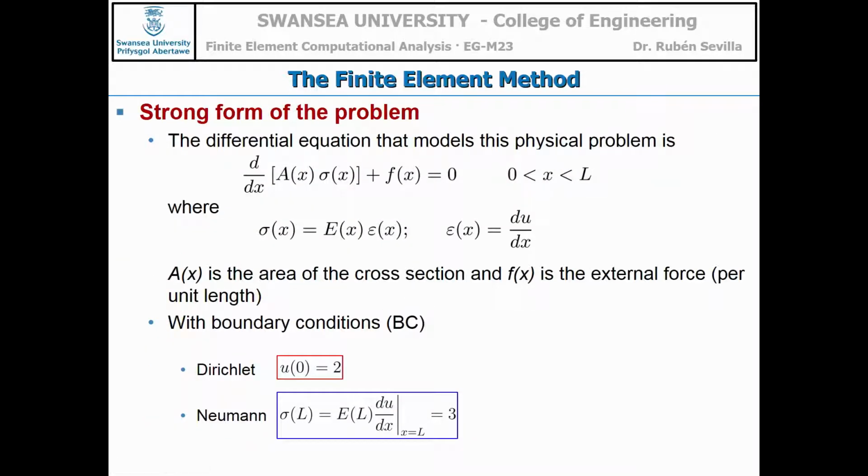So that's my equation, and everybody should be familiar with this one, otherwise I would run and cry and scream. It is the equilibrium of forces in a one-dimensional elastic bar. You have internal forces here, F is the external forces, and when you add them they equal 0. That means that you have equilibrium. We are considering a bar of length capital L, okay?